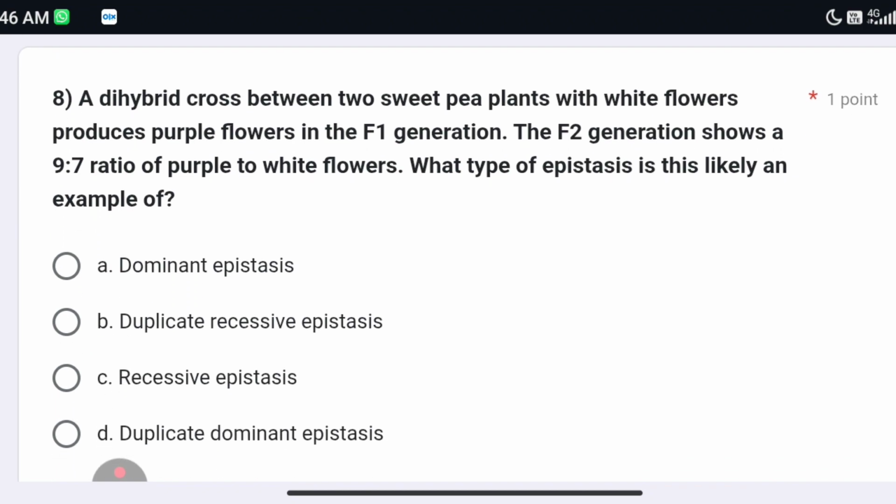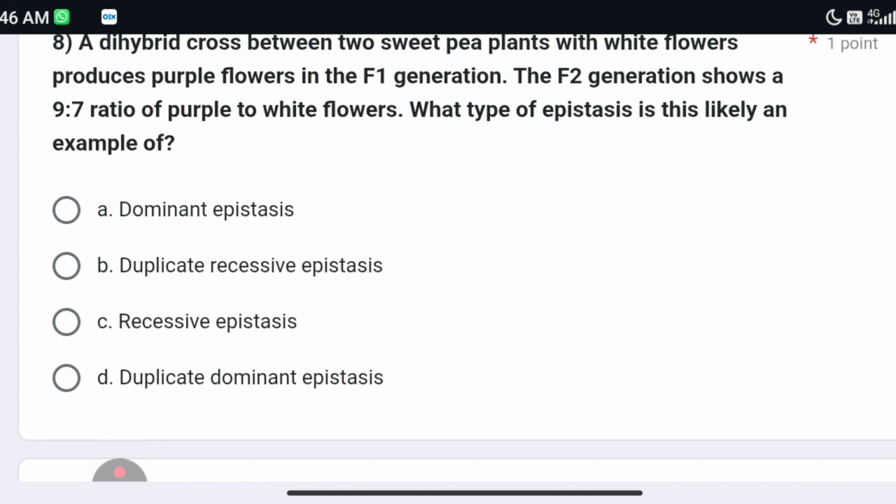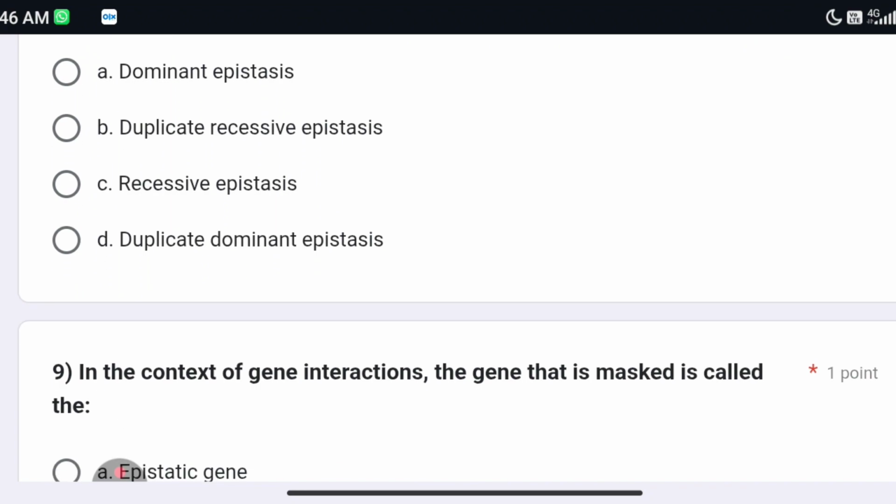The eighth question for this is, a dihybrid cross between two sweet pea plants with white flowers produces purple flowers in the F1 generation. The F2 generation shows a 9:7 ratio of purple to white flowers. What type of epistasis is this likely an example of? The options are dominant epistasis, duplicate recessive epistasis, recessive epistasis, duplicate dominant epistasis. The answer is option number B, duplicate recessive epistasis.